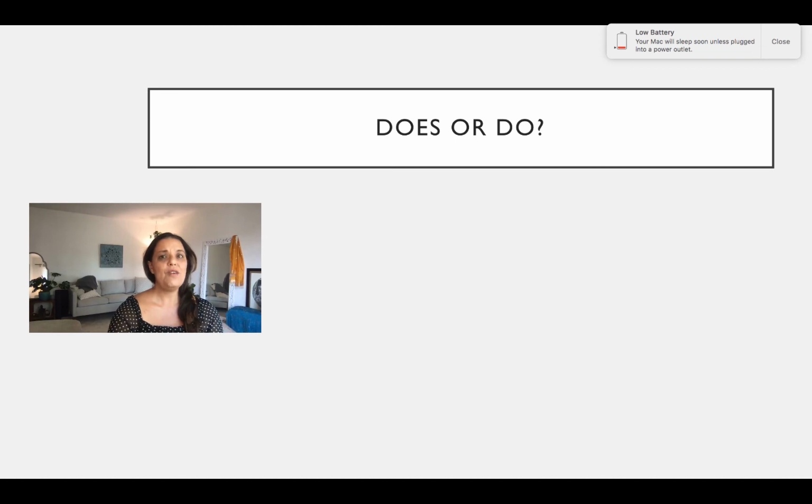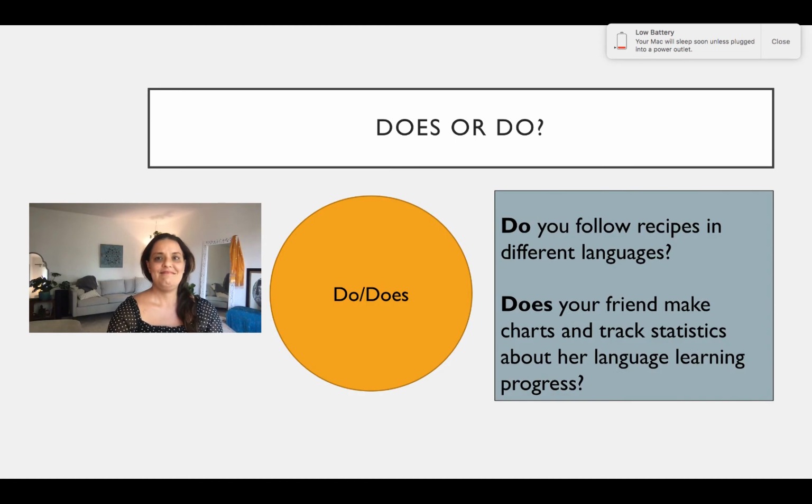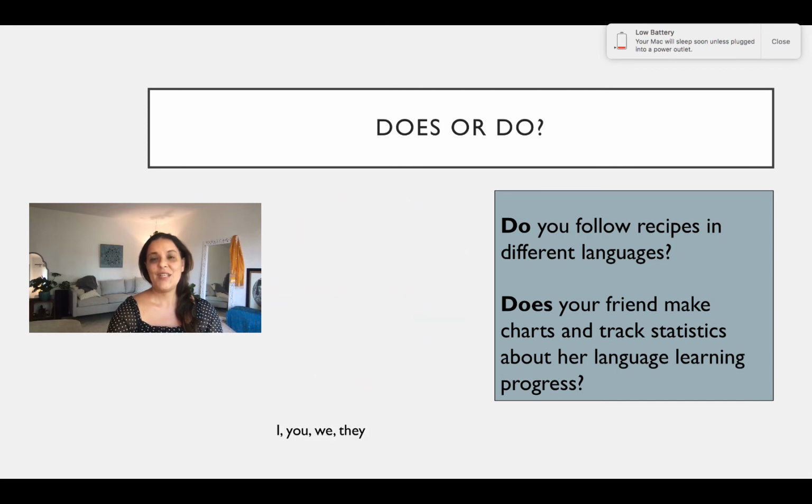So when do we know when to use do or does? Let's look at the questions. Do you follow recipes in different languages? Does your friend make charts and track statistics about her language learning progress? Can you guess what the rule is? When our subject is I, you, we, they, do we use do or does?